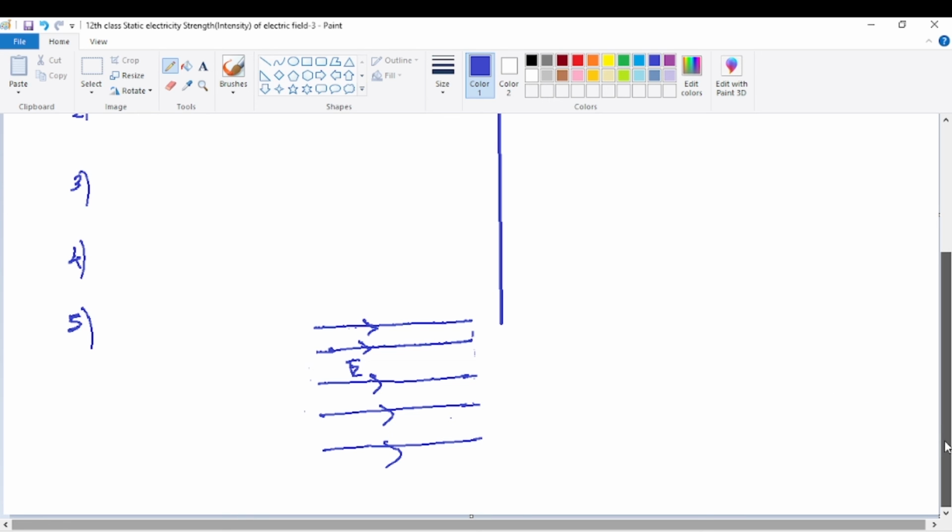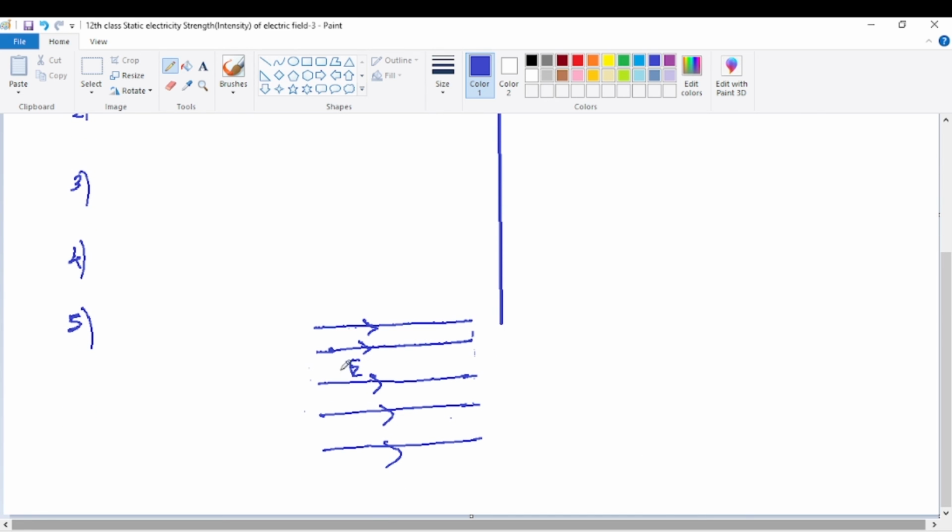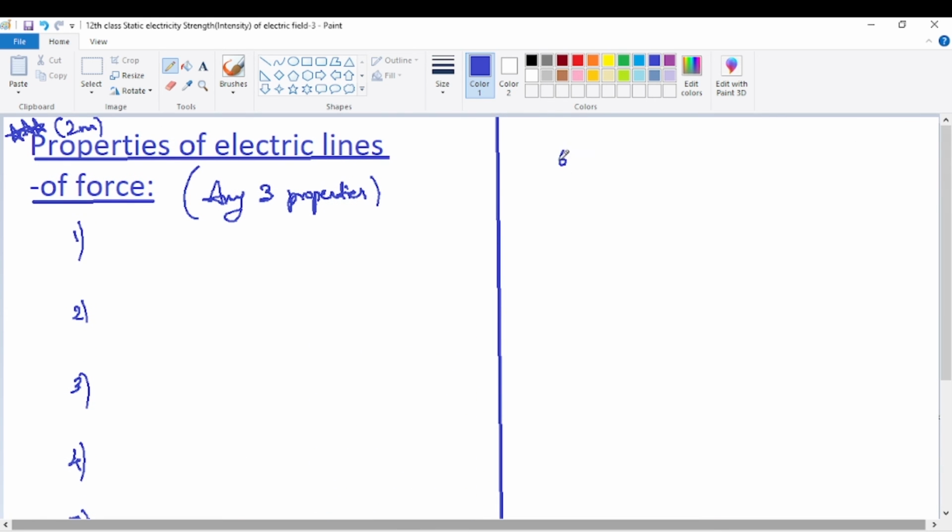Now consider another very simple property of lines of force. Wherever an electric field is present, the E vector will definitely have some value. Supposing the electric field is absent, at certain regions the electric field vector can be 0. The E value can be 0. When is this possible? When there is no electric field at all. For example, a very simple example of such points where the electric field is 0. So this is the 6th point.